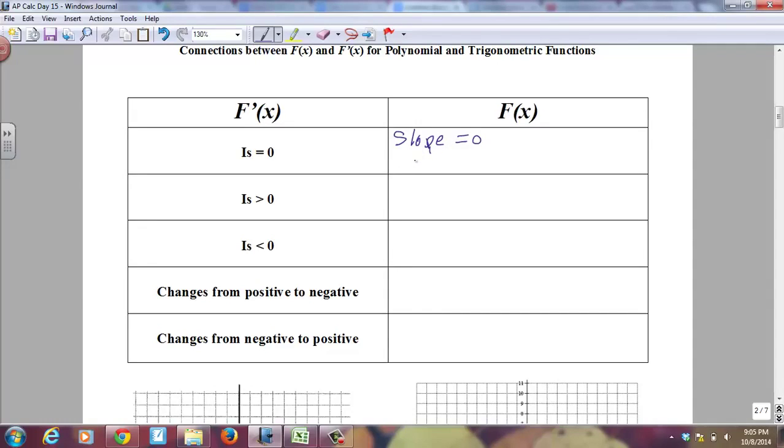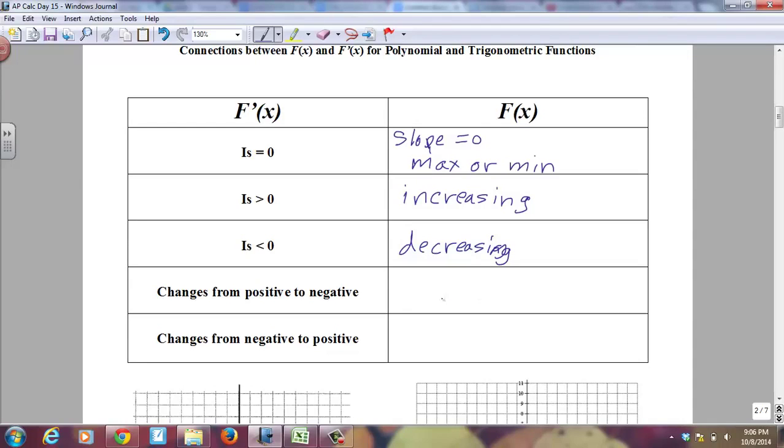But really all we've seen so far is that we end up with a max or a min. That's what we've looked at so far. When the derivative is greater than 0, that means the function is increasing. When the derivative is less than 0, the function is decreasing because the slope is negative. The slope is going downhill, decreasing. That's what that says, I promise.